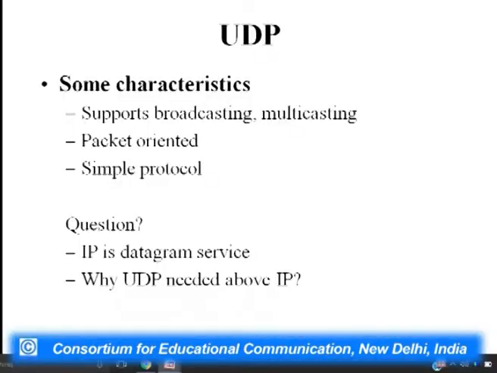Now, a few characteristics of UDP: it supports broadcasting and multicasting. That means when you are transmitting data, host 1 may simultaneously send a UDP packet to multiple hosts, say 10 hosts. That is called multicast. Or UDP may transmit the same packet to all the hosts which are connected, that is broadcast. So with UDP that is possible, and it is packet oriented. That means I will send a full packet from one end to the other end without dividing it bitwise. I will send a packet at one go.